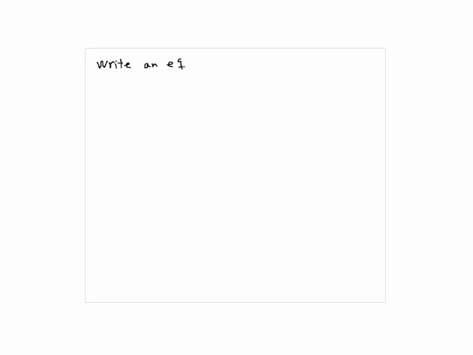An equation of the line through a point (3, -2) with slope given to us as 3/4.